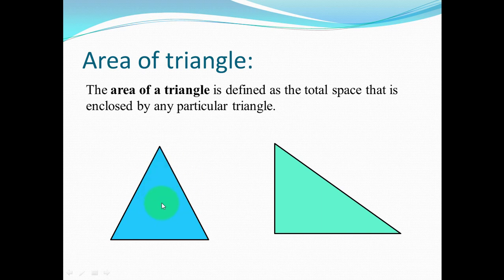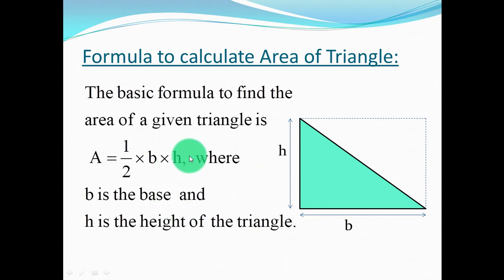So here are two types of triangle. This colored region is called the area of this triangle. Formula to calculate the area of a triangle. What is the formula actually?